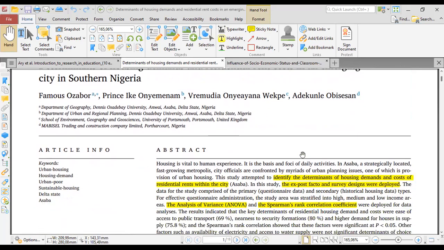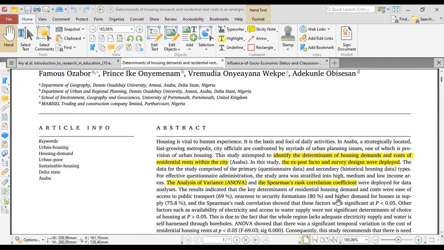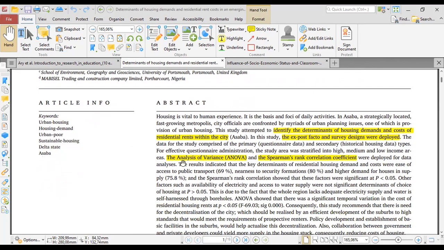Here the authors of the study attempt to identify the determinants of housing demand and cost of residential rent within the city. So in the study, ex post facto and survey design were deployed. So there are two research designs applied in this article, ex post facto and survey design. For the data, we have a questionnaire for the survey, and questionnaire administration. The study covers two areas, primary and secondary. The data analysis uses ANOVA and Spearman rank correlation coefficient for the survey and ex post facto here.